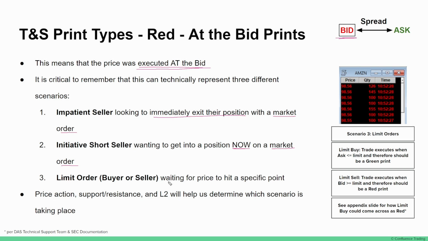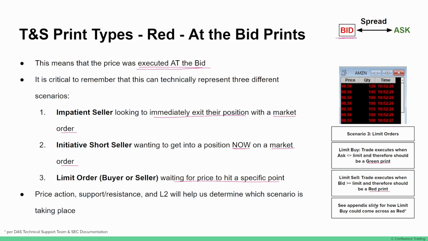These people are waiting for a specific price to get hit. Now, I have a quick little aside on limit orders, because some people will say, if it's a limit buy, it should be green, or a limit sell, it should be red. Technically, yes, that's true. If you are executing a buy on a limit order, you should show up as a green print.